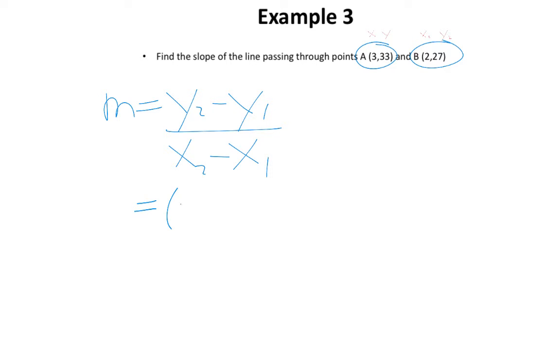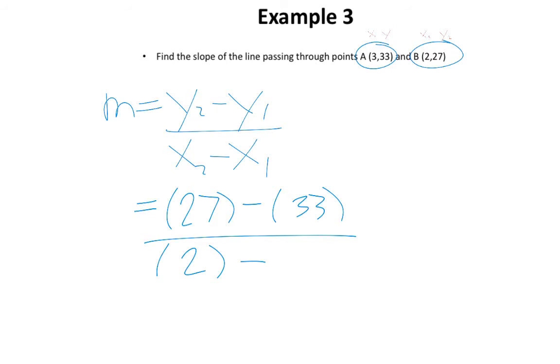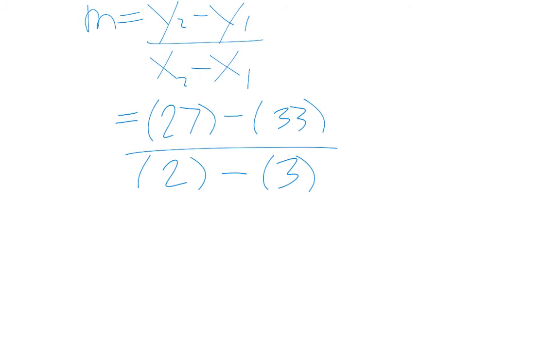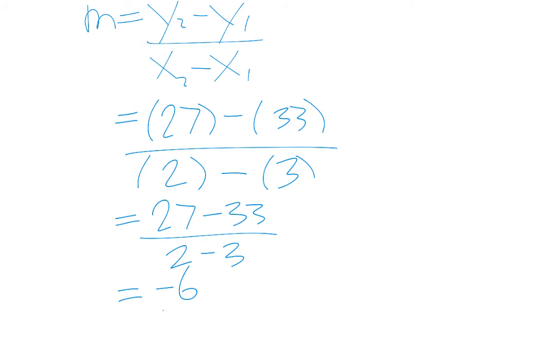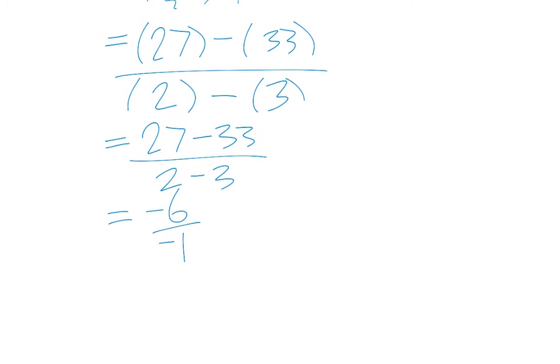y2 is 27, y1 is 33, x2 is 2, and x1 is 3. Let's clean up some of these brackets since we don't really need them. So that gives us 27 minus 33 and 2 minus 3. 27 minus 33 is negative 6, and 2 subtract 3 is negative 1. Let's simplify this since we can.